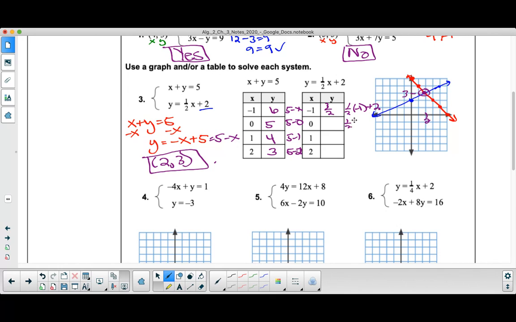0, half of 0 is 0 plus 2 is 2. Half of 1 is 1 half plus 2 is 2 and a half, which is 5 halves. And then half of 2 is 1 plus 2 is 3. And then in these tables, you can see, oh, this table has the point (2, 3) and this table has the point (2, 3). So that is our solution, (2, 3).